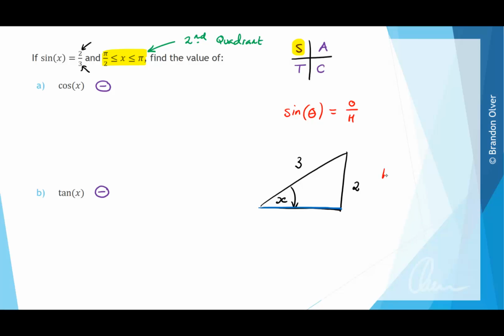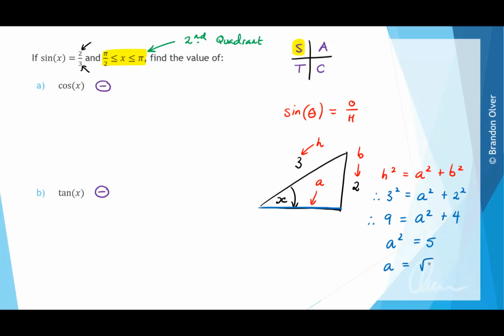So Pythagoras' theorem tells us that h squared is equal to a squared plus b squared, where this value here is h, this might be b, and this value here that we're looking for is a. So therefore, 3 squared is equal to a squared, our unknown, plus b squared, which is 2 squared. Therefore, 9 is equal to a squared plus 4, giving us a squared is equal to 5, and a is equal to the square root of 5. So that's that value here.